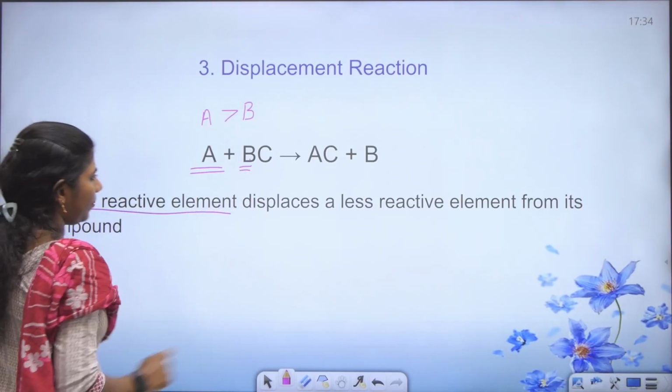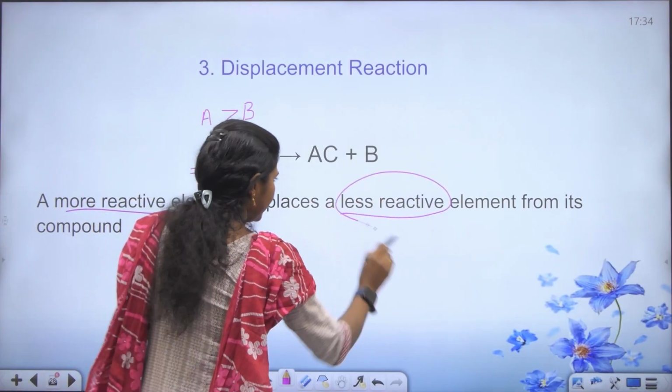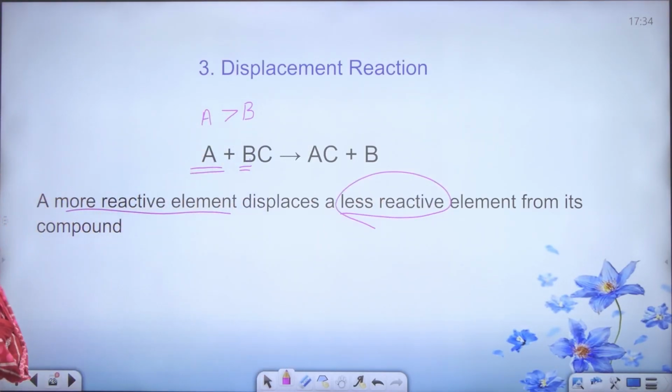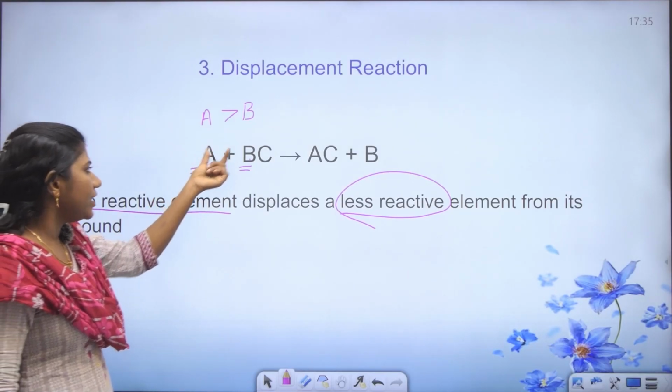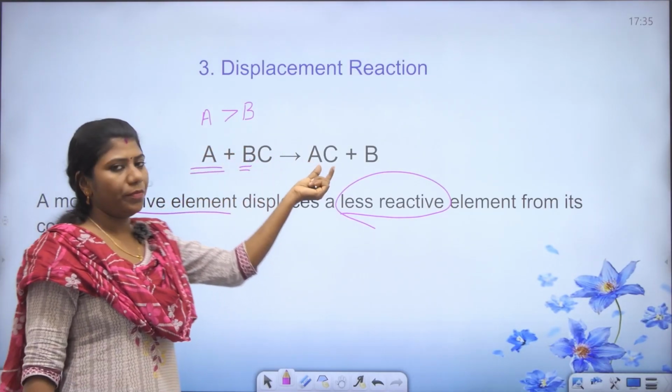A more reactive element displaces a less reactive element from its compound. The more reactive element is in the elemental form and the less reactive element is in the compound. It's displaced and forms another product. That type of reaction is called a displacement reaction. A is more reactive than B, so A displaces B from its compound to form AC and B.